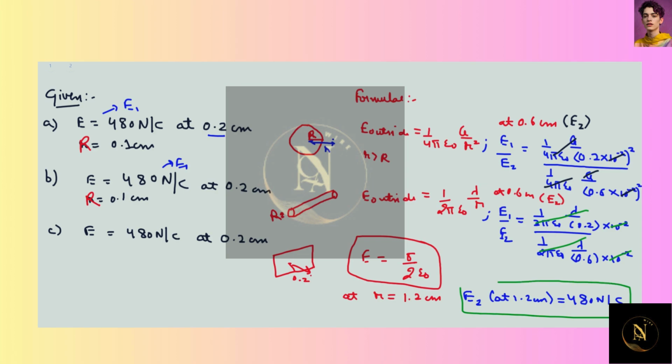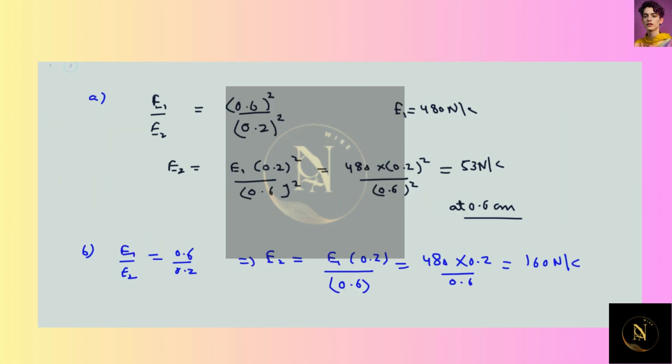Let me circle it down. For the C part we have this one here, this one here for the A part, and this one here for the B part. So that's your answer for this question.